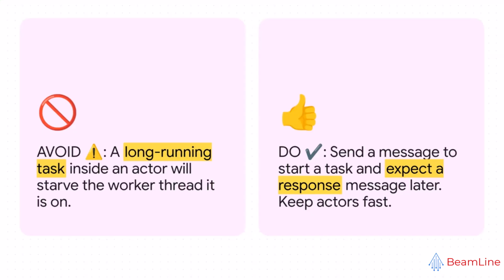Okay, this is the single most important thing to remember. Remember how all our actors share a limited pool of worker threads? Well, if one of your actors does something slow and blocking, like waiting for a file to download, it ties up that entire worker thread. No other actors can run on that thread until it's done. So the takeaway is simple. Keep your actors fast and non-blocking. Think in events. Send a request and let the actor send you a message back when the result is ready.